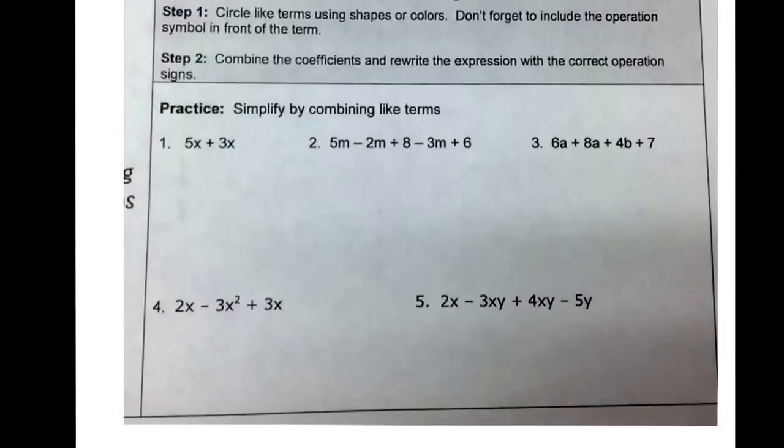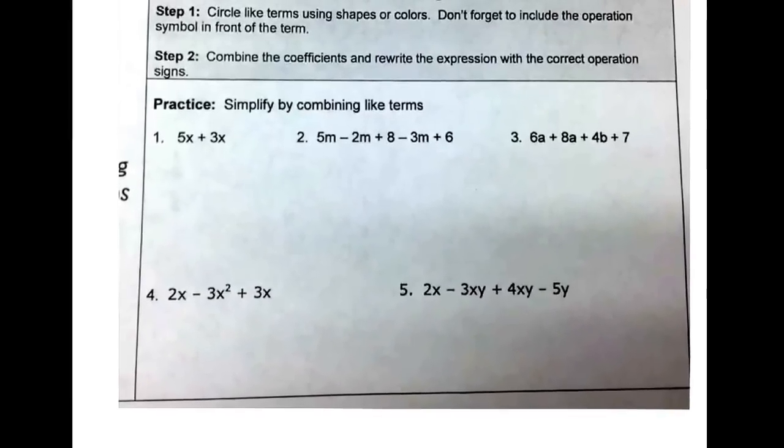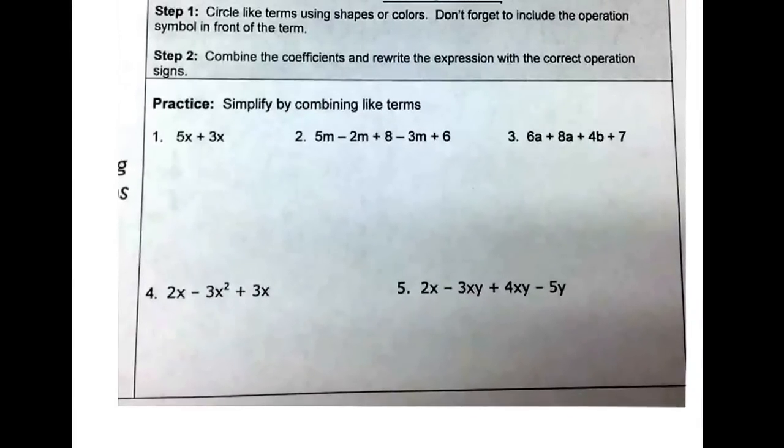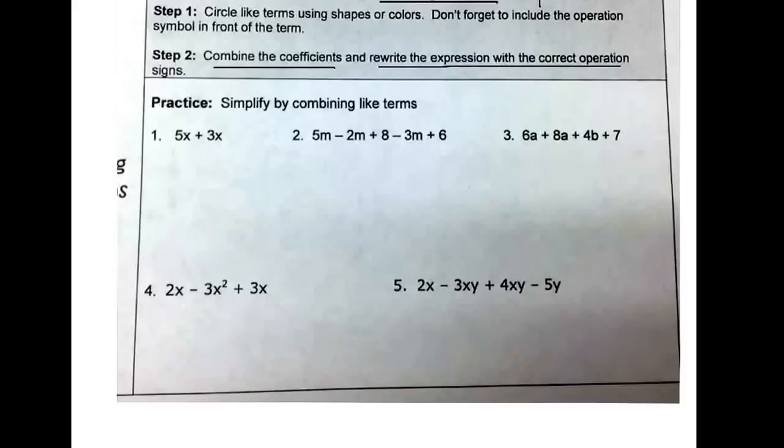If things are like terms, then we can add or subtract them. And so these are some examples of how we combine like terms. Combining like terms has to do with adding or subtracting. Step 1 says circle like terms using shapes or colors. Don't forget to include the operation symbol in front of them. Then we combine the coefficients and rewrite the expression with the correct operation.